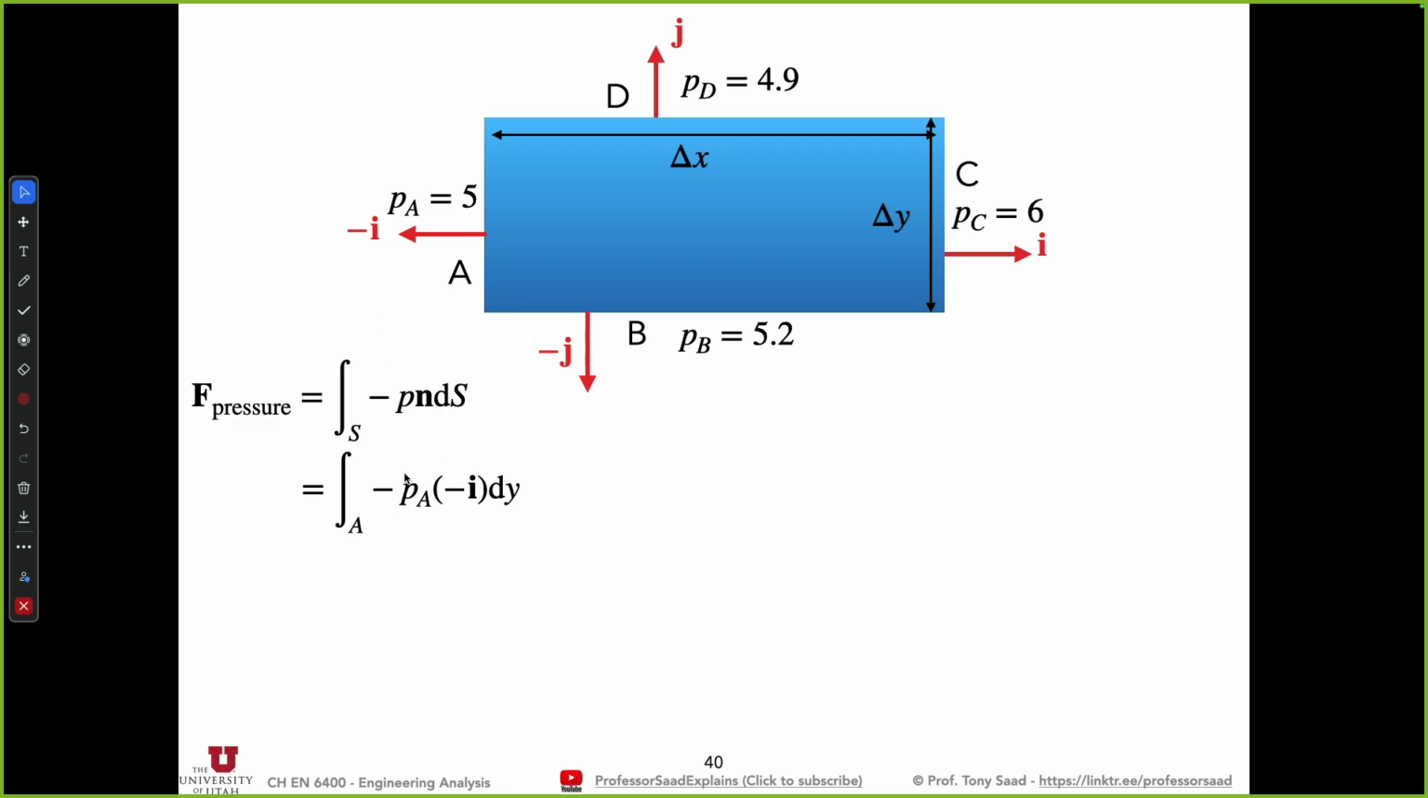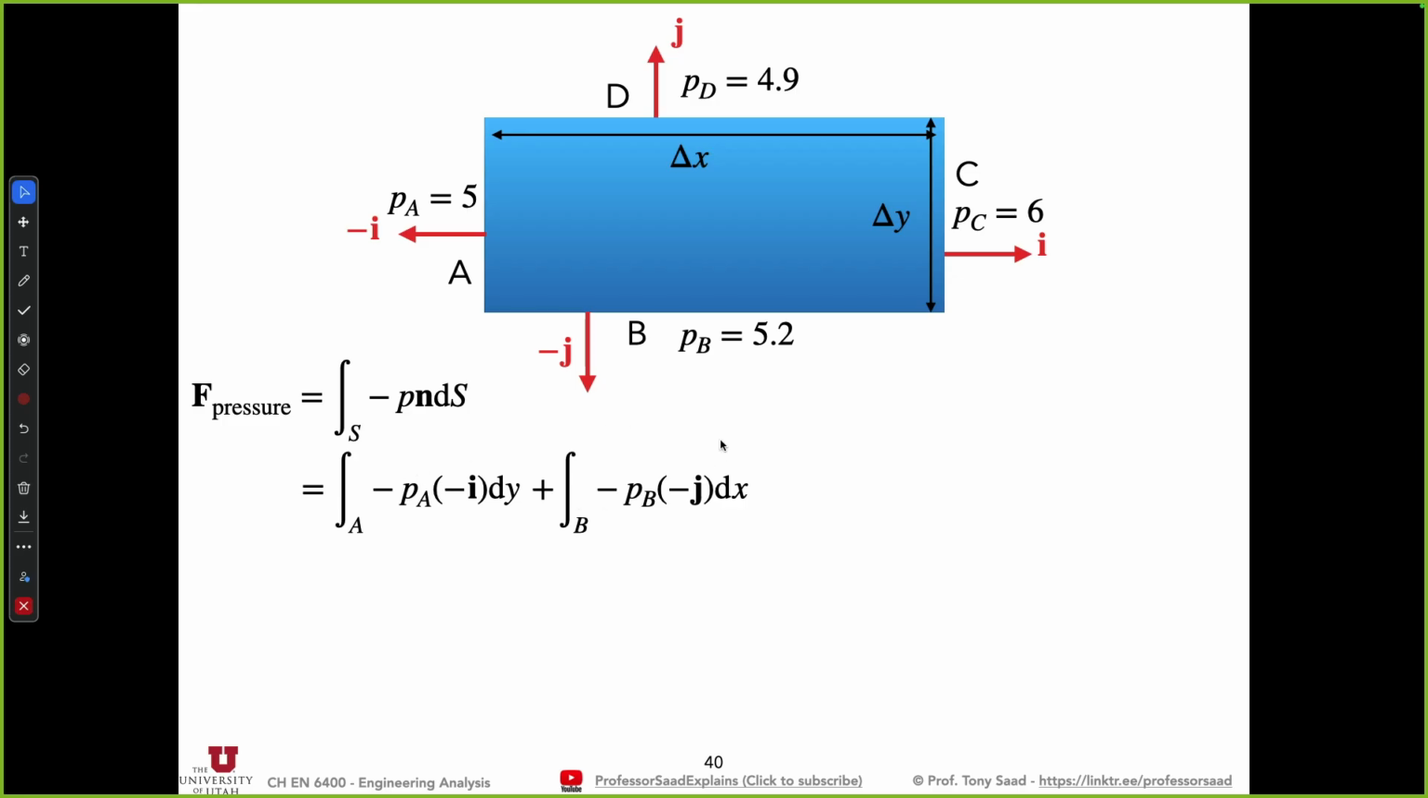What is the unit normal on A? It's minus i. So I have minus Pa times minus i dy. Now that's constant, so I can take that out, and that's going to be Pa times delta y, right? On surface B, I have minus Pb times the unit vector, not a dot product. This is a scalar times the unit vector. So if the scalar is 2, it's going to be 2i or 2j, right?